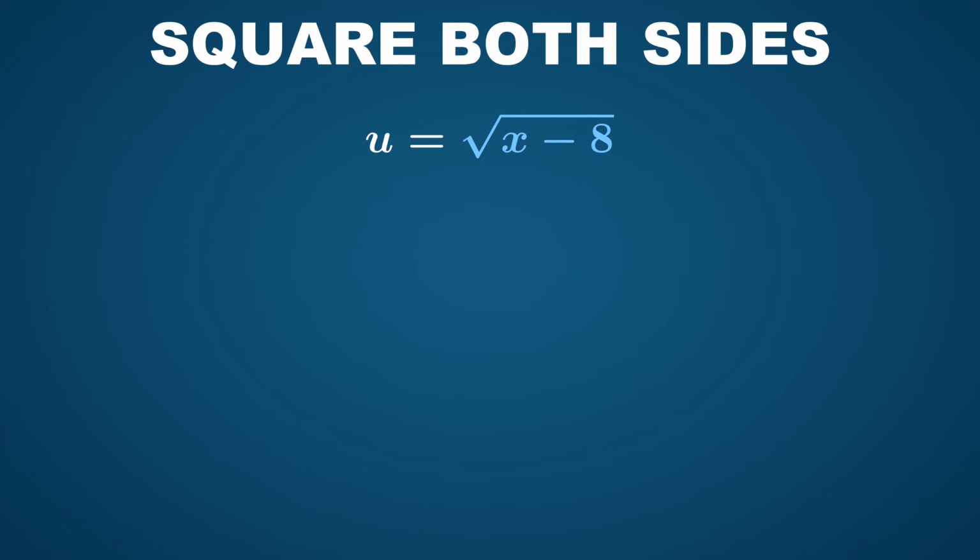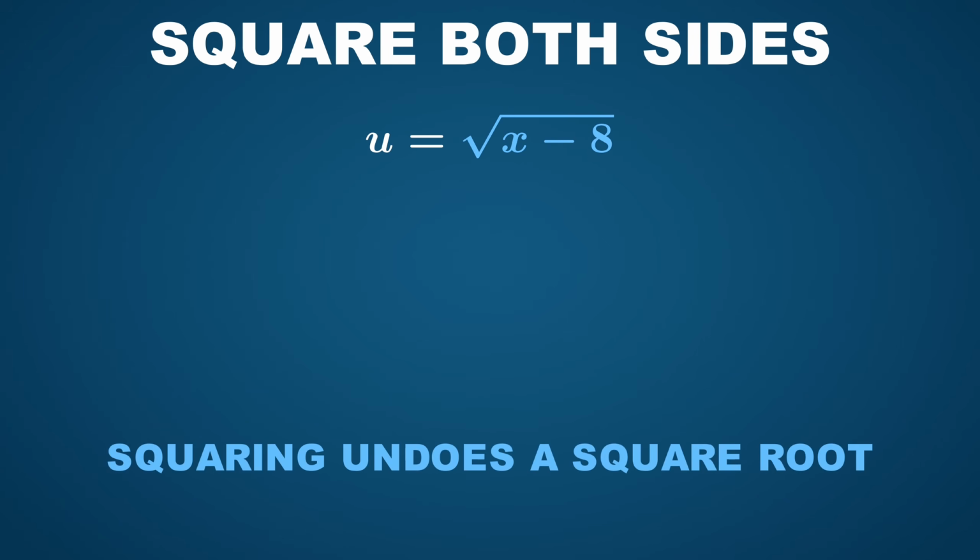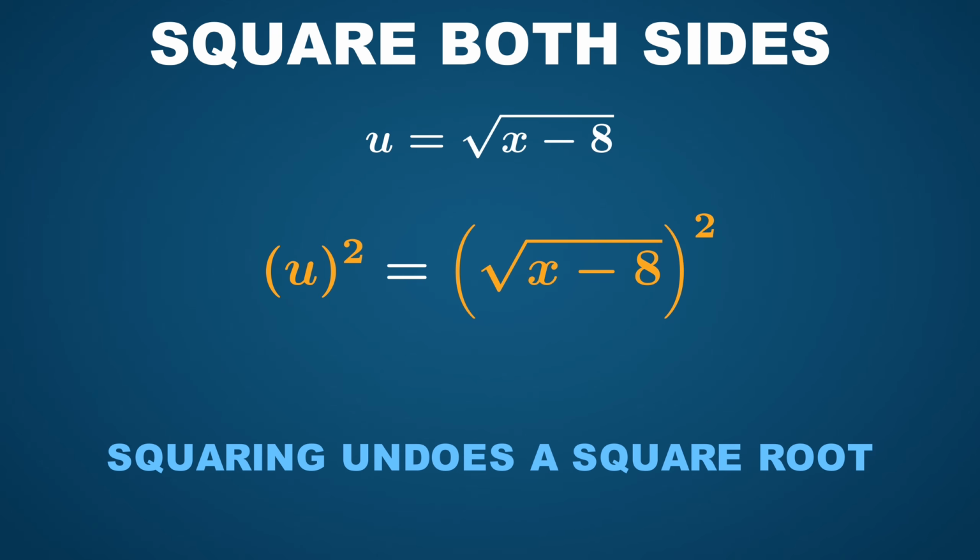To achieve this isolation, we must remove the square root symbol from the right side. The standard mathematical procedure to eliminate a square root is to square the term. Therefore, we must apply a squaring operation to both sides of our new definition. We take the variable u on the left side and multiply it by itself to square it. This calculation simply gives us the algebraic expression u squared on the left.